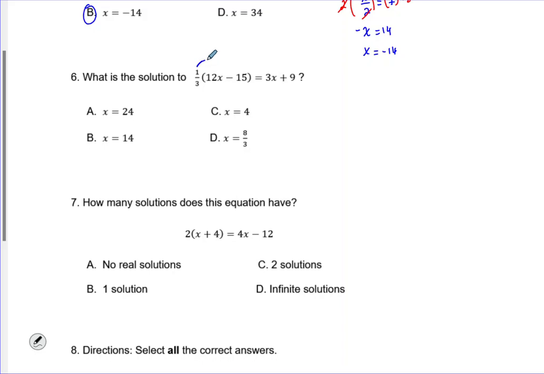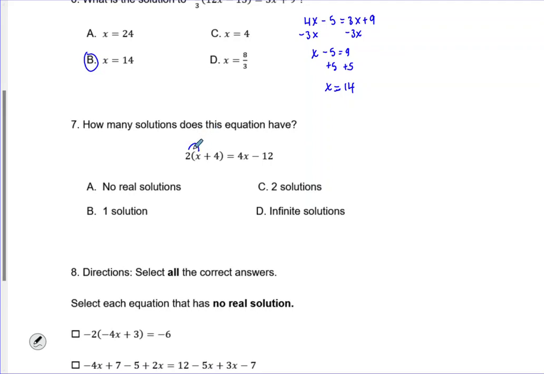This one, I will go ahead and distribute the 1/3. Okay, so 1/3 times 12, so basically you're doing 12 divided by 3, which is 4x, and then 15 divided by 3, which is negative 5, equals 3x plus 9, and then just keep solving. Take the positive 3x over, so subtract 3x on both sides, so you just have x minus 5 equals 9. And you're going to add 5 on both sides. So you have x equals 9 plus 5, which is 14. Okay.